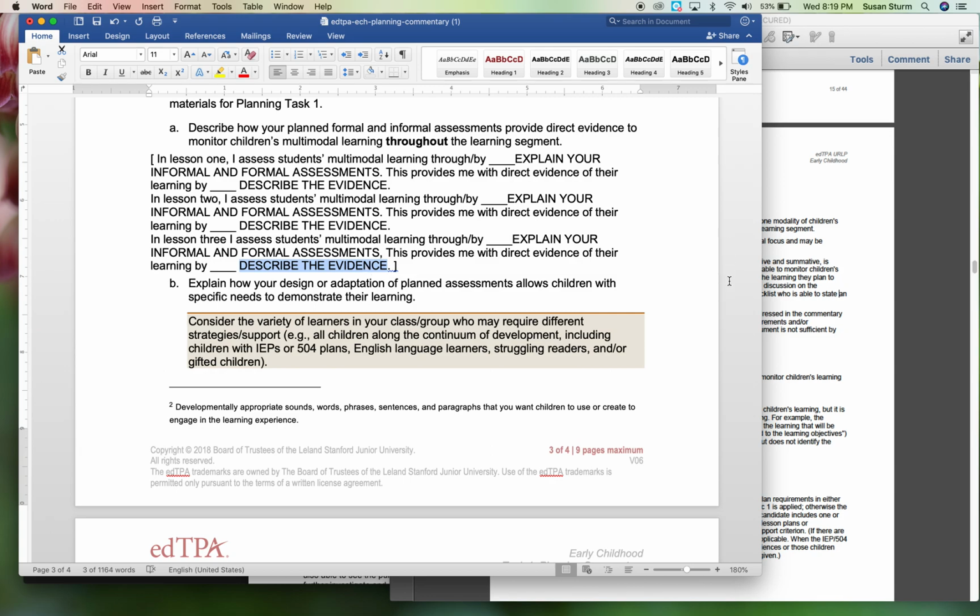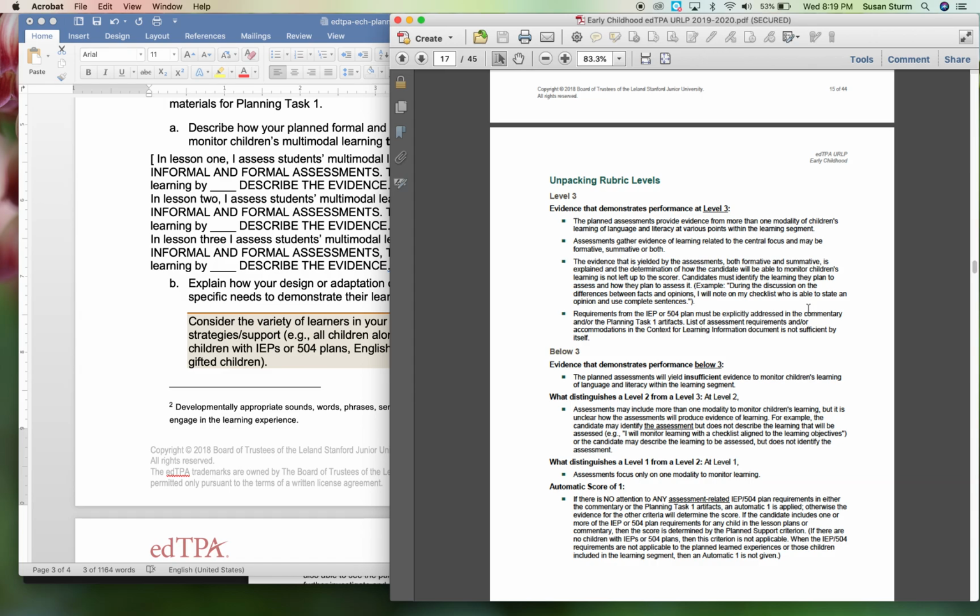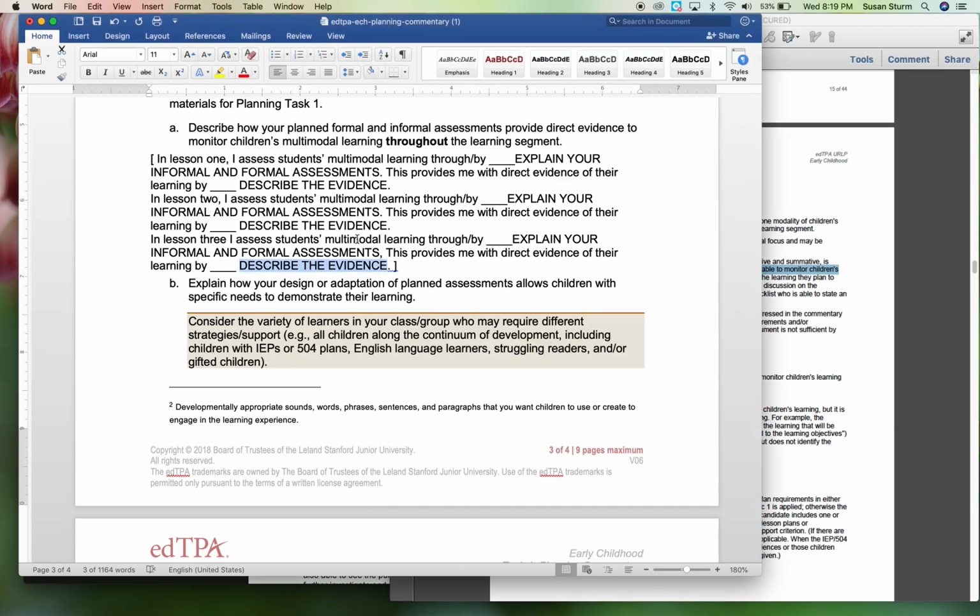So you have to clearly talk about how you're going to be able to monitor your children's learning. It's not enough to just say, I planned a rubric, or I'm going to use a checklist, or I'm going to use an exit ticket, or I'm going to give them a quiz. It's not enough. You have to say how you're going to directly use that evidence in order to decide who succeeded and who has not. And that's the best way to do it: I used a rubric, the highest score is a 9 out of 9, and I'm expecting at least a 6 out of 9.